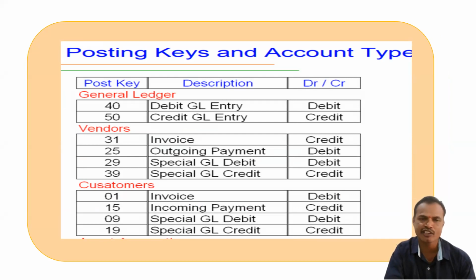Like that for vendors: if you are posting a vendor invoice, the debit entry is 20, and for outgoing payment the posting key is 25. While posting an invoice, the credit entry is 31. Like that, we have customer posting keys also. 01 is the customer invoice, which is the posting key of the debit entry, and 15 is incoming payment.